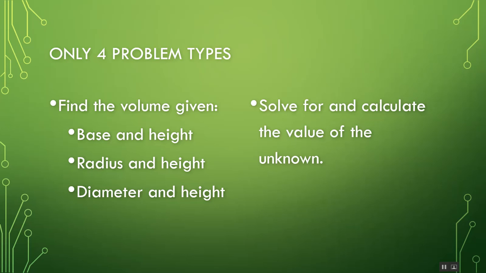I suppose there's another one. You could find the volume given the circumference and the height. Okay, but those last two, find the diameter and height and circumference and height, those basically boil down to find the radius, and then you're back to the second version.